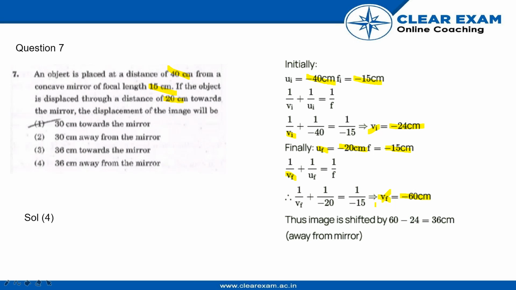So now we have to calculate the shift of the image. And we get that by subtracting 24 from 60, which gives us 36 centimeters away from the mirror. Therefore, the correct answer is option number 4.